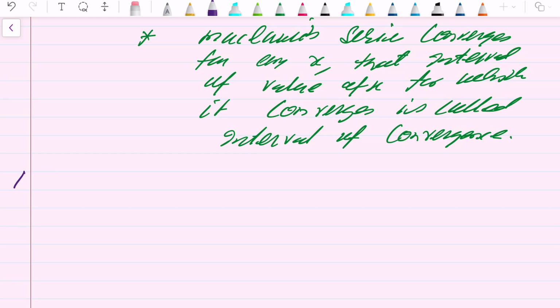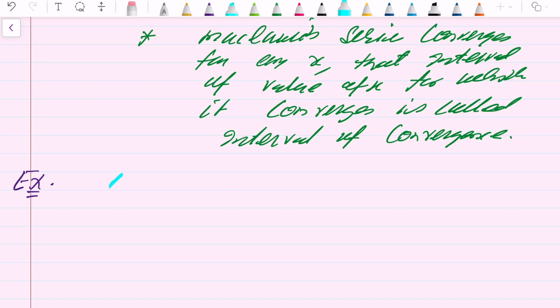Consider a simple example. Find the Maclaurin series representation for, okay, let's just simply write the function. Find the Maclaurin series representation for f(x) is equal to e raised to power x using derivatives.